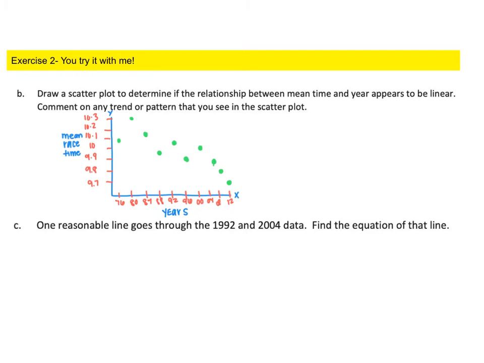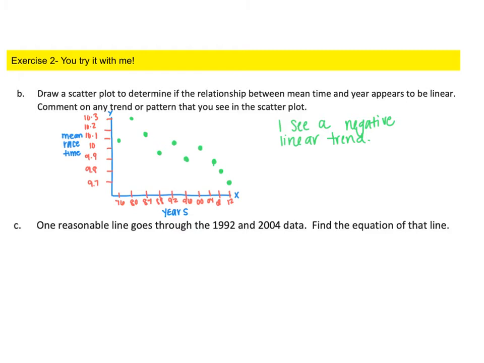Do you see any trends in this data? I definitely see a trend. I see a downward, or negative, I'll say negative linear trend. Okay, as you can see, as the years have gone on, it seems like average race times have gotten shorter. People have gotten faster. Okay, so we have a negative linear trend on this graph.